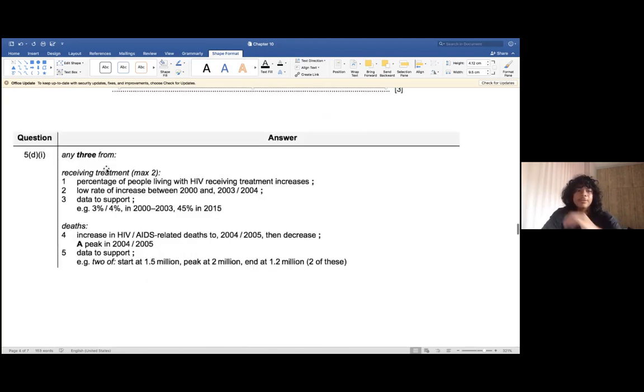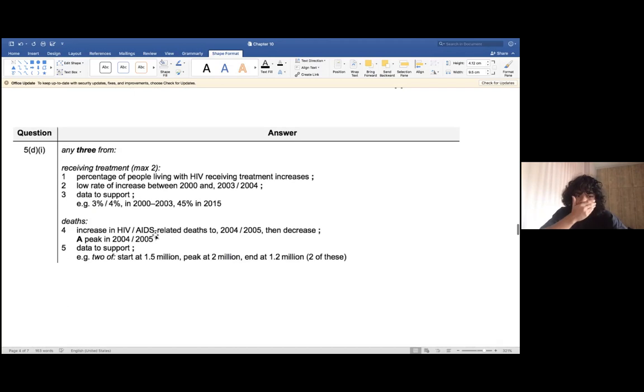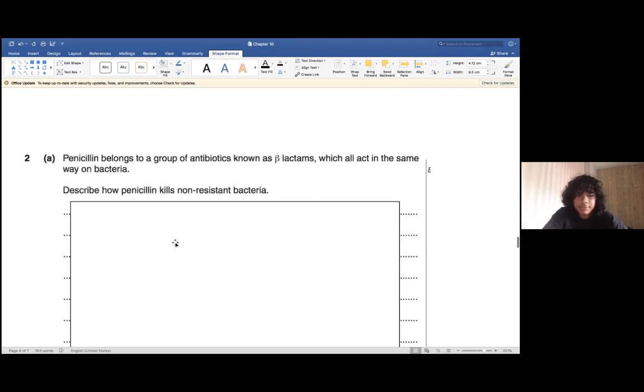Okay. So over here, you can see that for receiving treatment, maximum we can give 2. Percentage of people living with HIV receiving treatment increases. And then you can say the low rate of increase between 2000 and 2003 or 2004. And then you can talk about the deaths, increase in HIV AIDS related death to 2004 or 2005, and then it decreases. Or it accepts peak in 2004, 2005.